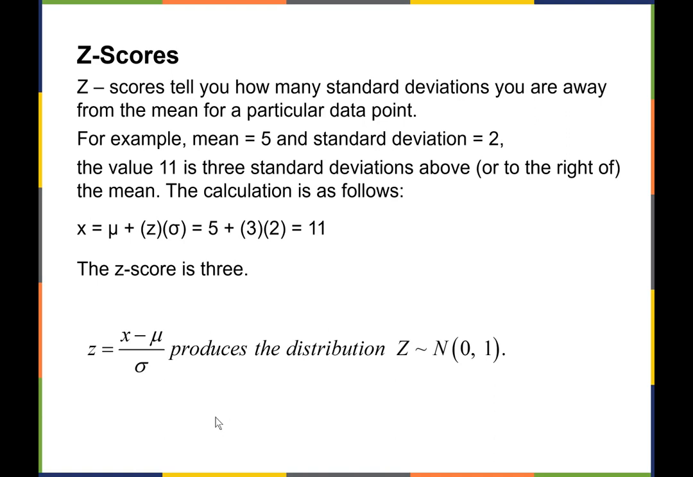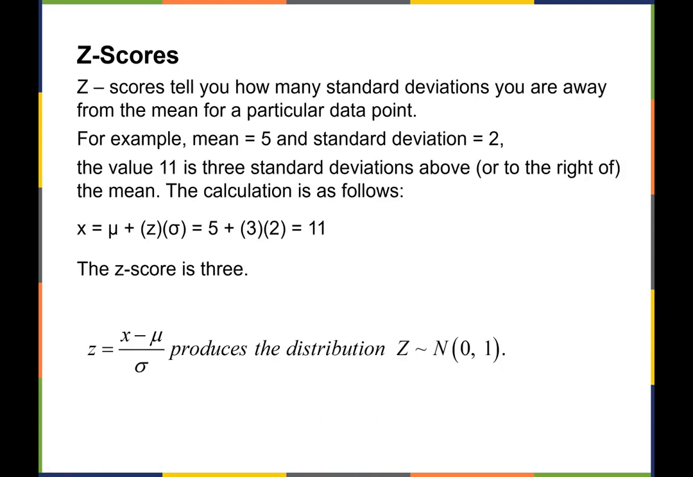So let's just say we had a normal distribution. It has a mean of 5 and a standard deviation of 2. If we look at the value 11, we know that it's 3 standard deviations above, or to the right of, the mean. We know that because if you take 5, that's my mean, and add 2 three times, right?